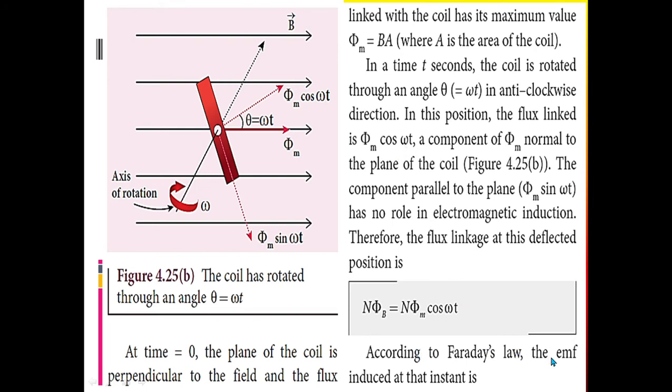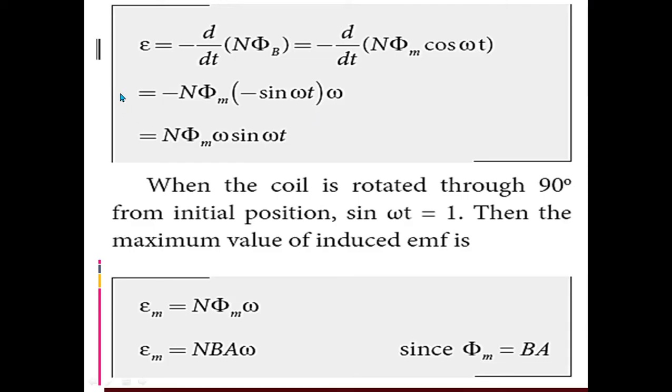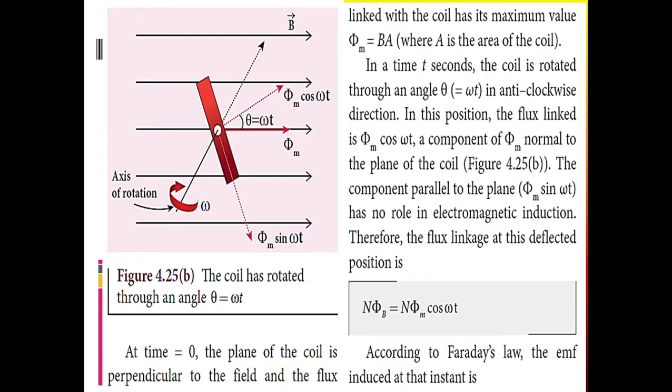According to Faraday's law, the EMF induced at that instant is ε = −d/dt (Nφ_B), where Nφ_B means number of turns in the coil times the flux. So minus d divided by dt of Nφ_B, which is nothing but φ_m cos ωt. Already we know the value of φ_B: φ_B is nothing but φ_m cos ωt.